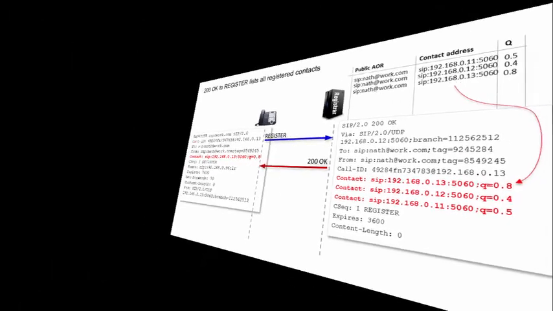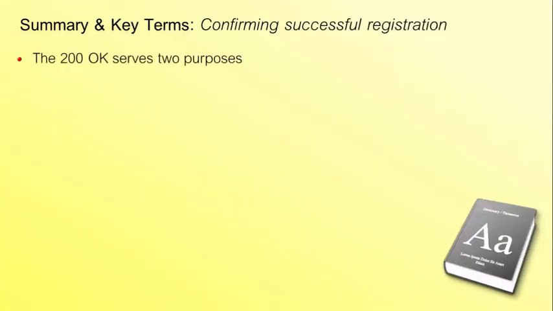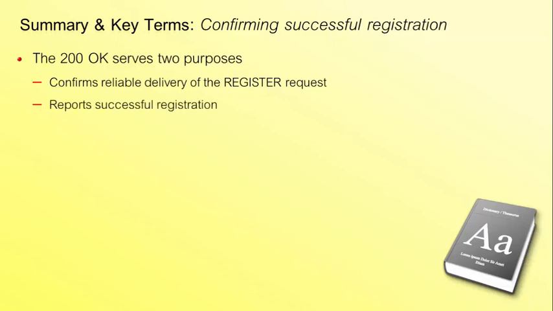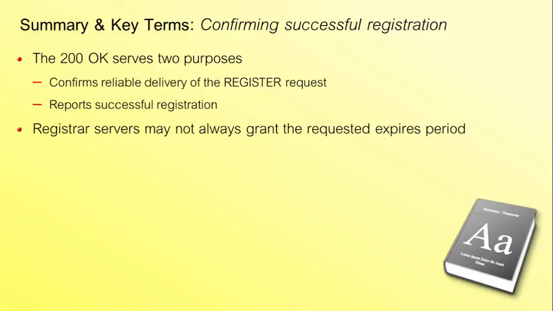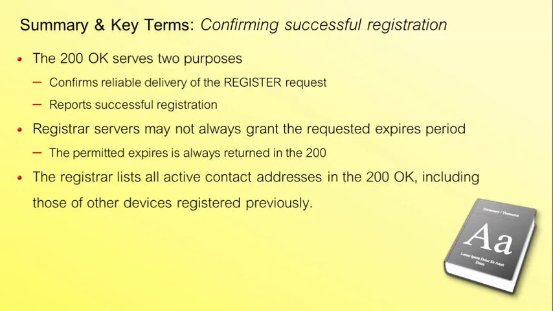Interesting. So, in summary, the 200 OK serves 2 purposes. It confirms reliable delivery of the register request itself, and it reports that the registration has been successful. Registrar servers may not always grant the requested expires period, but the permitted expires period is always returned in the 200. And finally, the registrar lists all active contact addresses in the 200 OK, including those of other currently registered devices.